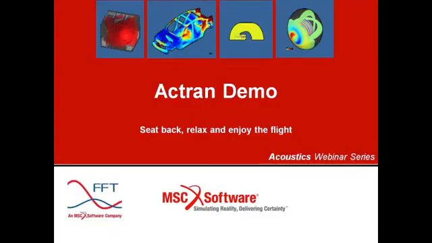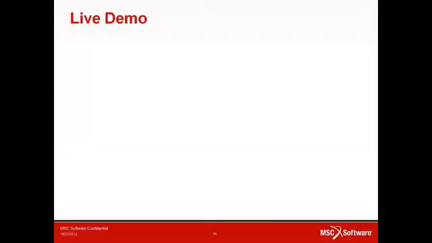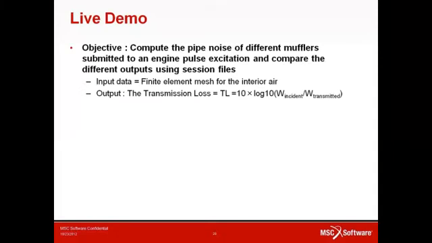Okay, I will now guide you through the graphical user interface during a live demo. In this demo, we will treat a model that is very similar to the model involved in the previous webinar about exhaust noise problems. The objective of the demo is to compute the pipe noise of a muffler submitted to an engine pulse excitation. The input requirement is a finite element mesh containing the different domains, 3D domains for the interior air and 2D domains for the duct mode components that we will use at the inlet and outlet.